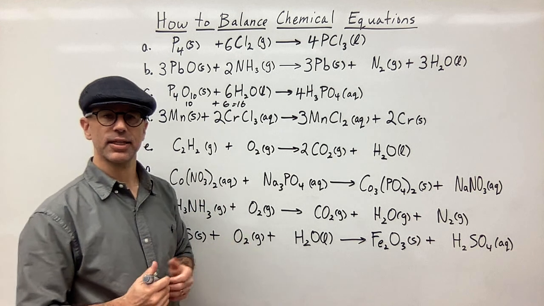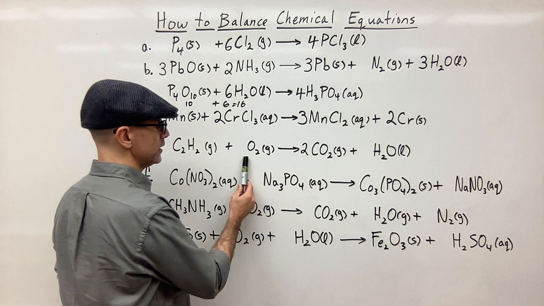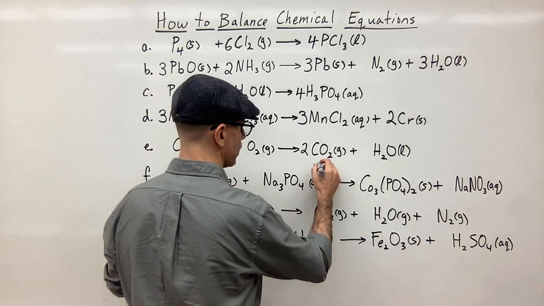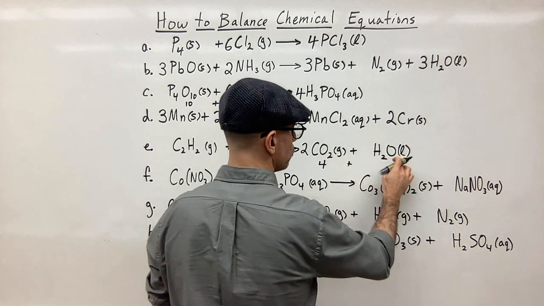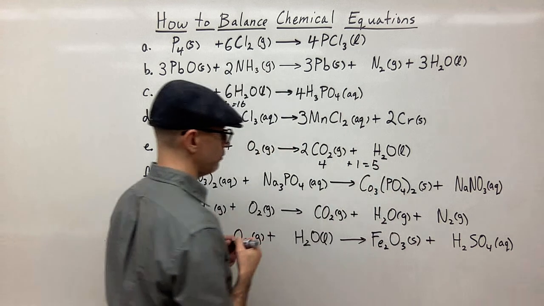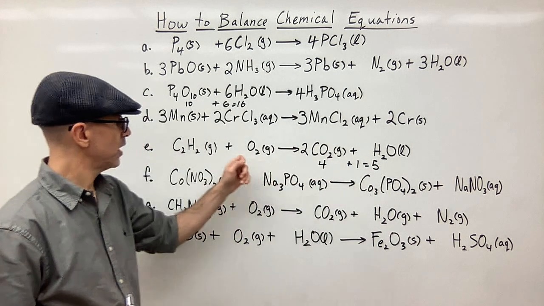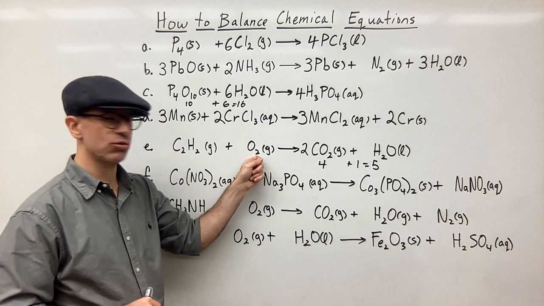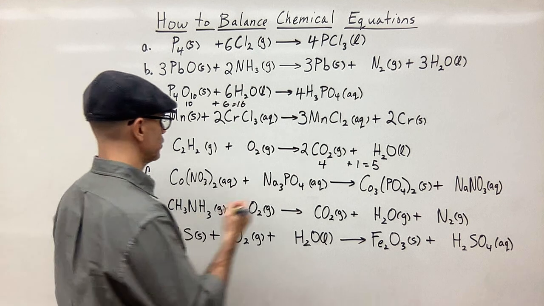So next is oxygen. Oxygen is last. So I have 2 on this side. I have 2 times 2 is 4 from the carbon dioxide, plus 1 times 1 gives me 1. So I have a total of 5. So I have 5 oxygens on this side. I have 2 on this side. So what coefficient times 2 will give me 5? If you said 2.5, that is correct.